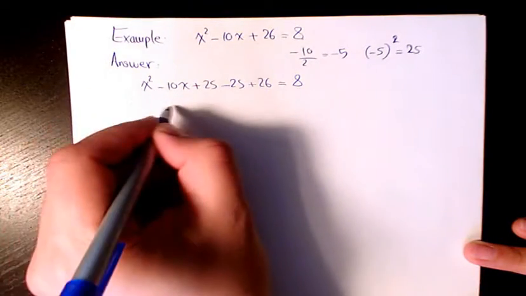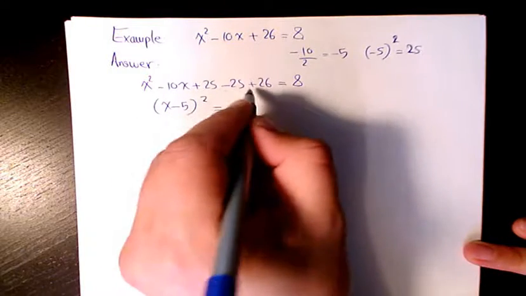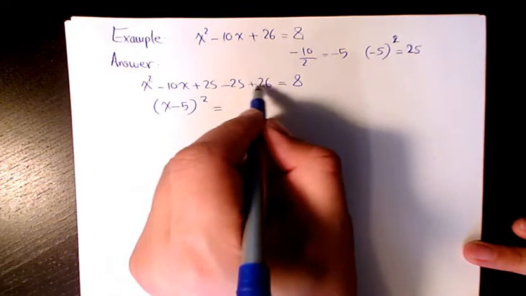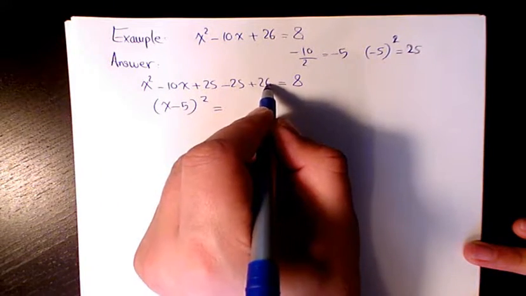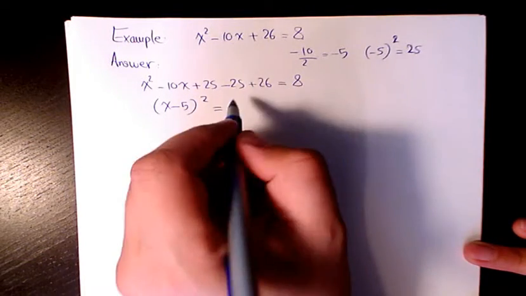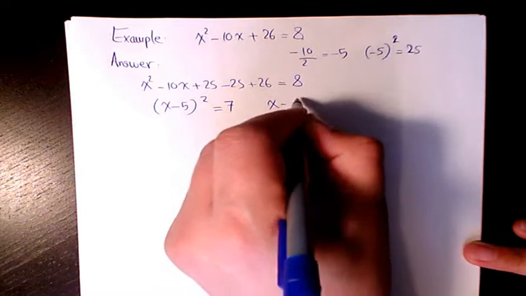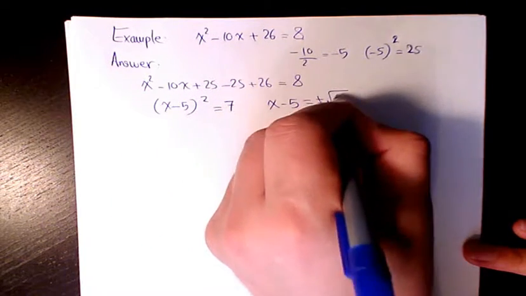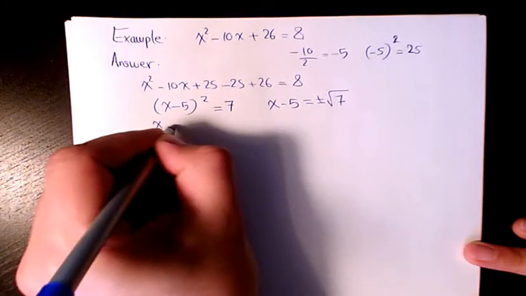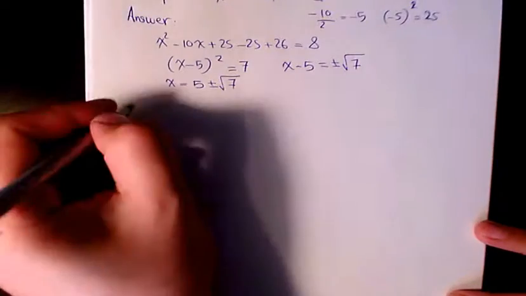So the first 3 terms is (x minus 5) to the power of 2 equals negative 25 and 26, which will be positive 1. Positive 1 when you move it over is going to be negative 1, so 8 minus 1 is going to be 7. So x minus 5 is going to be plus minus the square root of 7. So x will be 5 plus minus the square root of 7. Next example.